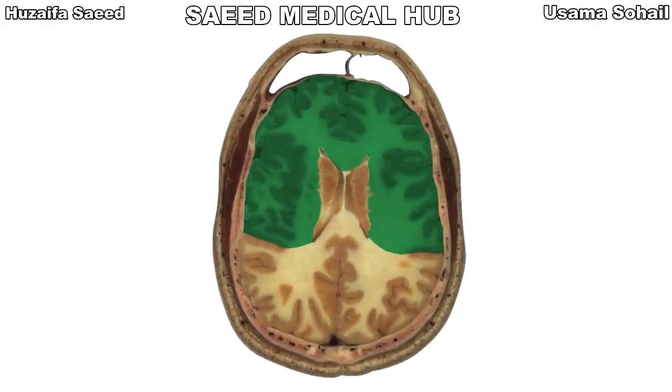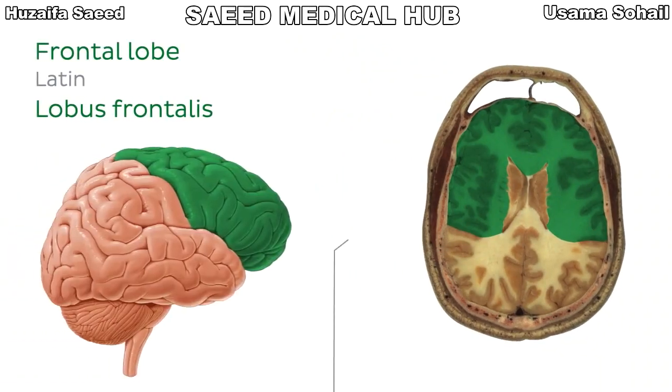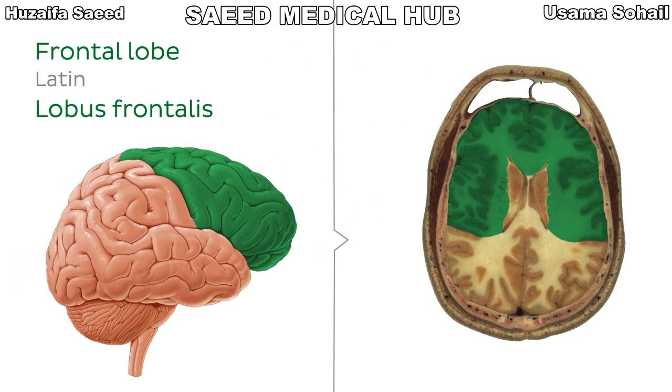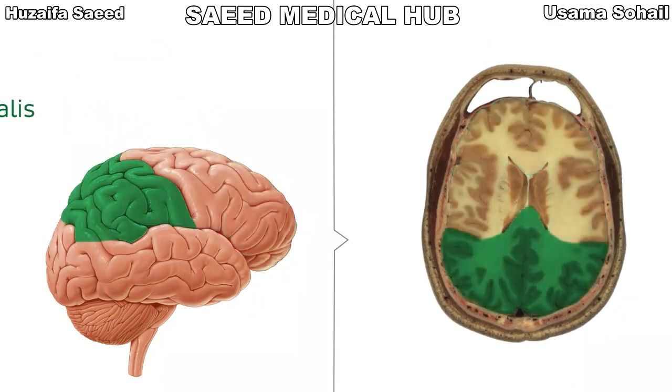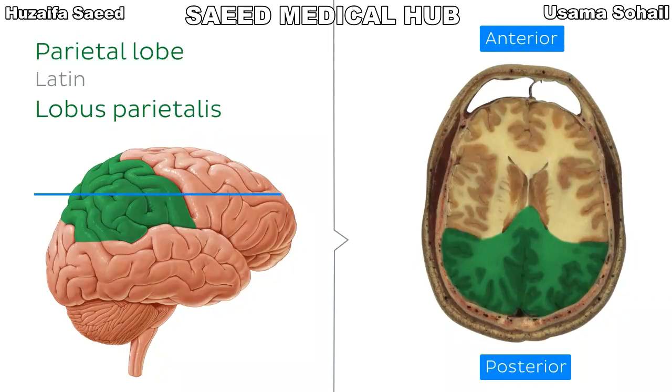So what we can see highlighted next to the frontal bone is the frontal lobe of the brain. In this image on the left, we can see the frontal lobe highlighted as the most anterior part of the brain. More posteriorly are the parietal lobes. In this image on the left, we can see the right parietal lobe highlighted as the most posterior part of the brain at the level of this cross-sectional image.